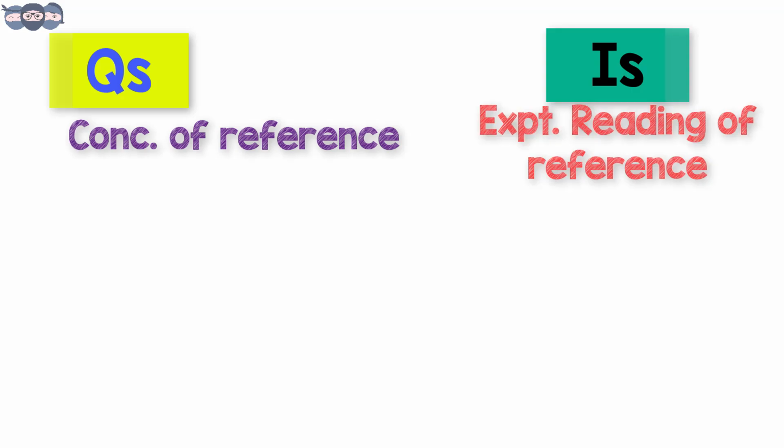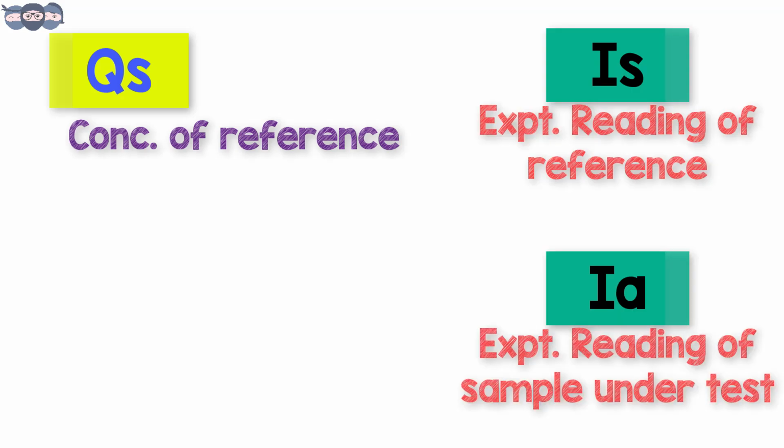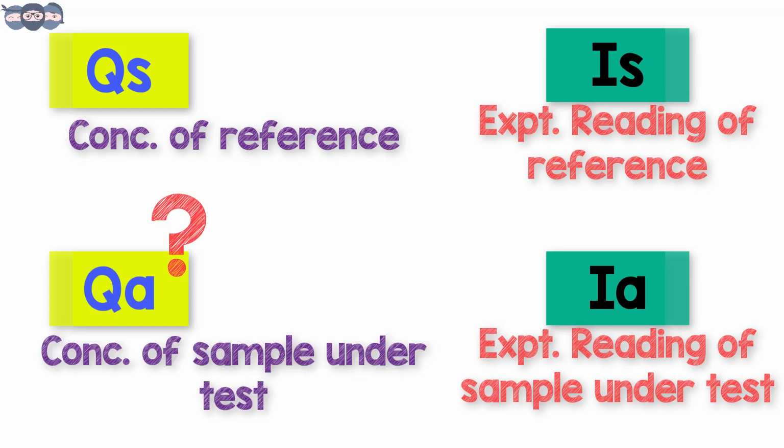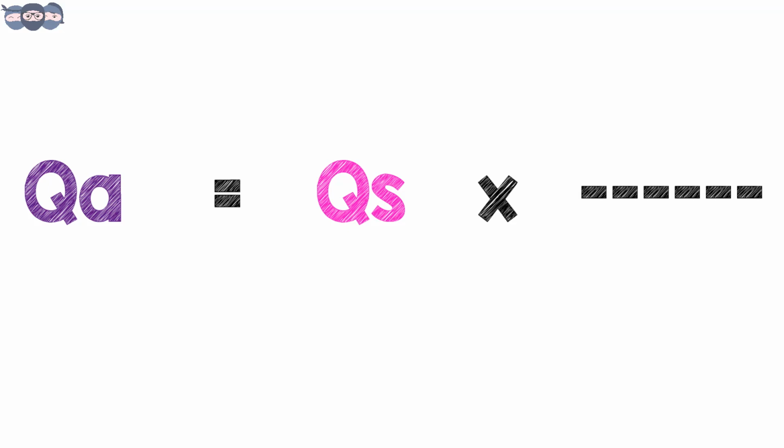Using the readings of reference and those of the sample under test, the concentration of a test sample is given as: the test sample concentration equals the concentration of reference sample times the ratio of the test sample reading and reference sample reading. That's for this video.